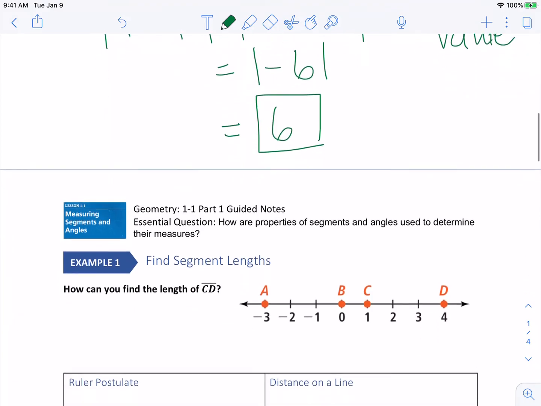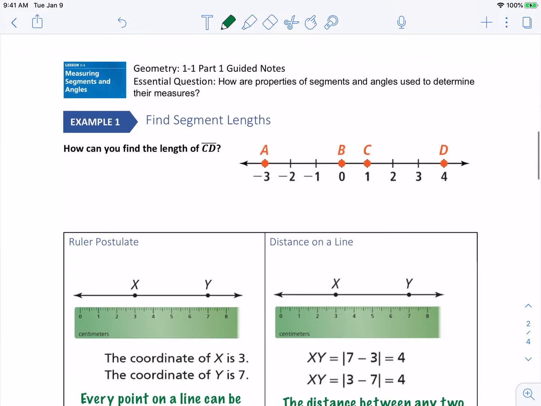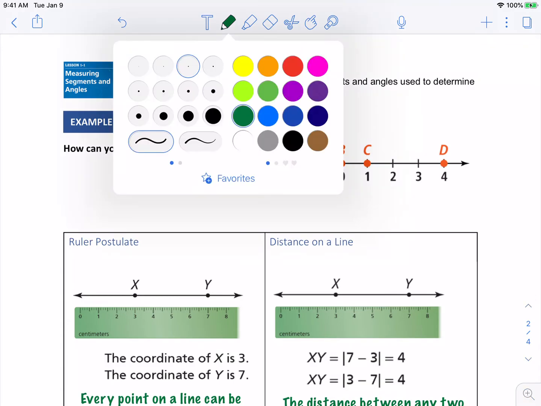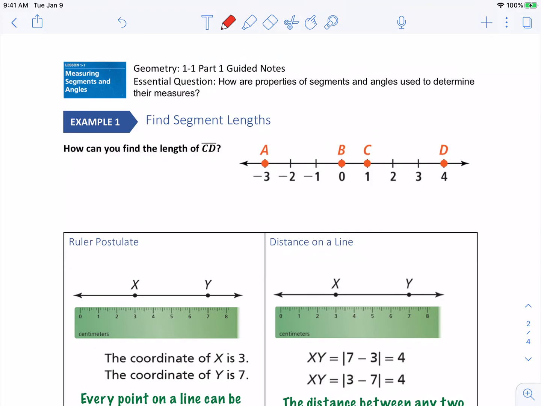All right, let's go down here to find the segment lengths. Here we have a number line with points A, B, C, and D. How would we find the length of CD? Pretty easy, right? We could subtract them if we want. So D minus C, and I'll take the absolute value. 4 minus 1, that's an easy 3. You could have hopped and counted that you had to move 3 spaces as well.